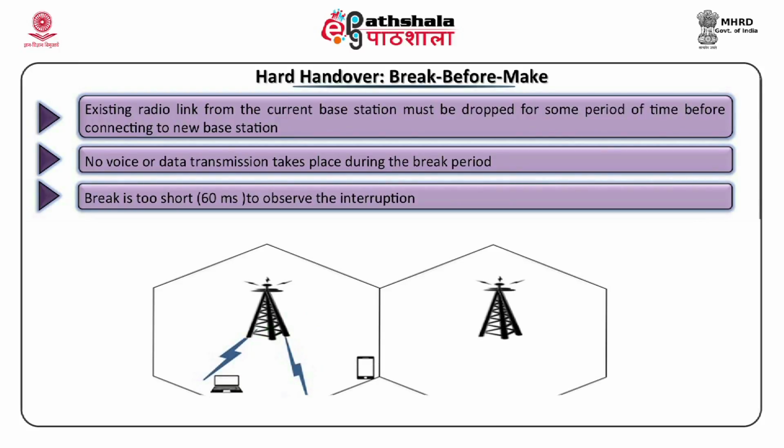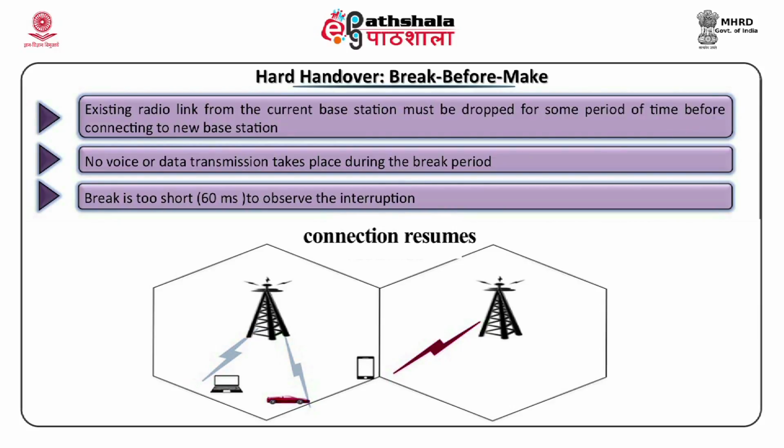Like a mobile station is making a call using a particular channel from a current base station. When it starts receiving a low signal from that particular base station and it receives strong signals from the new base station, then the link which it is currently using, which is of low quality, should be disconnected for some particular period of time. Now, during this period of time, no voice or data transfer takes place.